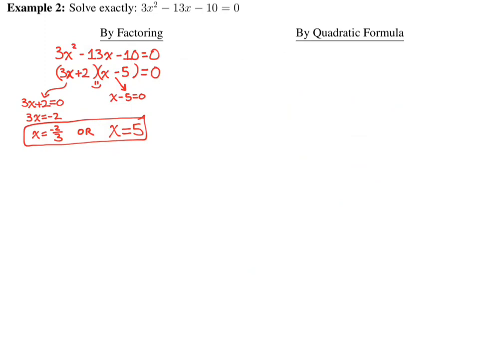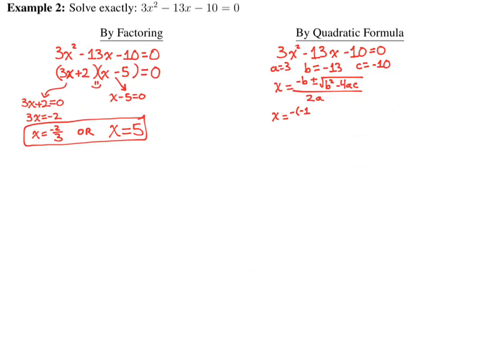All right. Okay, quadratic formula. 3x squared minus 13x minus 10 equals 0. Good times. Let's see here. A equals 3, B equals negative 13, and C equals negative 10. A is for the leading coefficient, B is for the linear coefficient, C is for the constant. All right. X equals the opposite of B, plus or minus the square root of B squared minus 4AC, all over 2A.